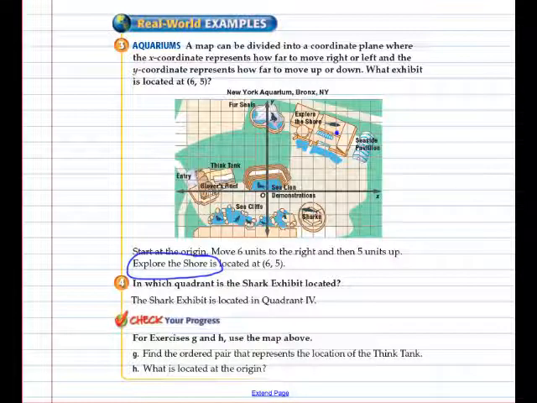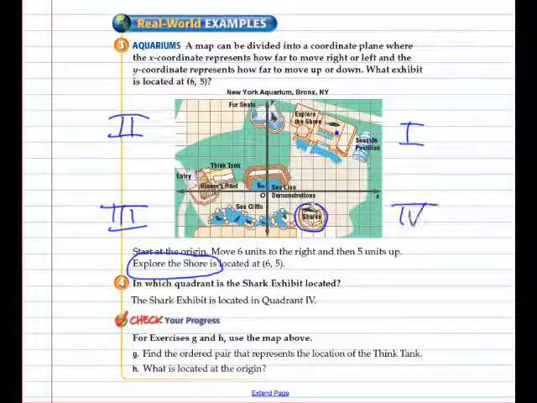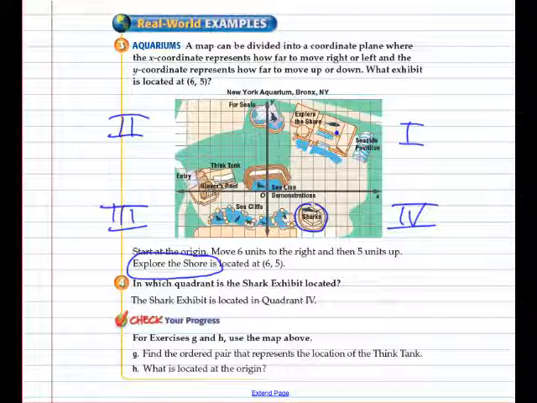In which quadrant is the shark exhibit? Right here. Remember, our quadrants are 1, 2, 3, and 4, numbered counterclockwise. So it's quadrant 4.